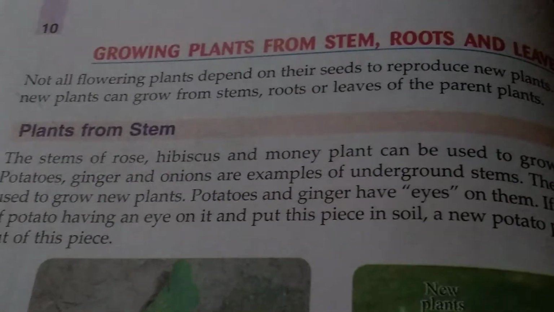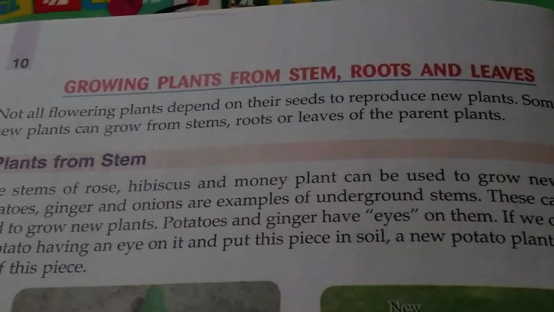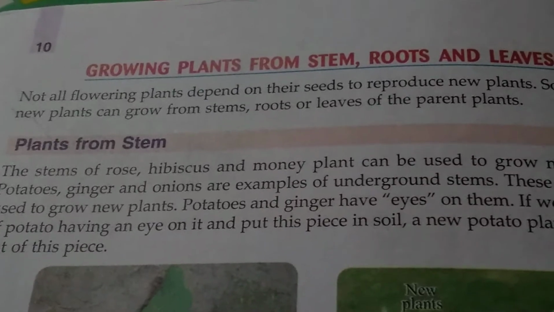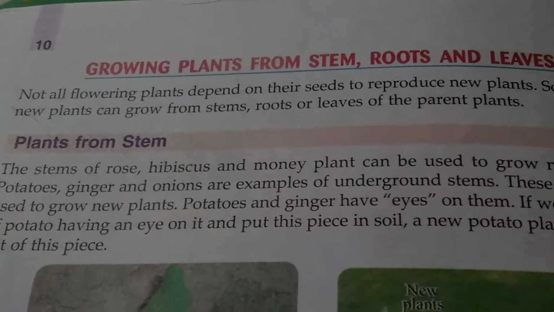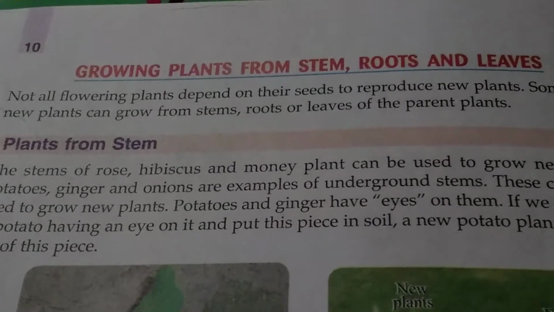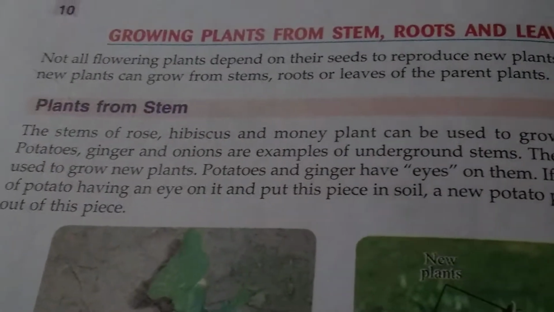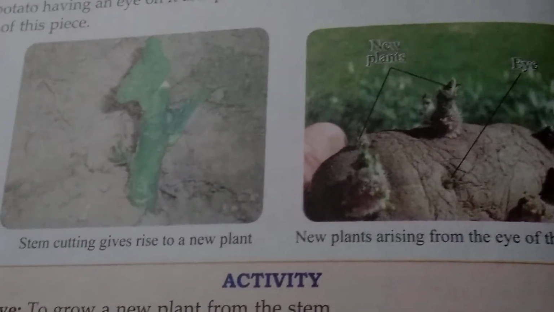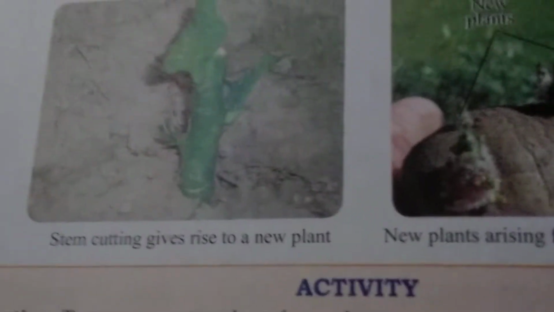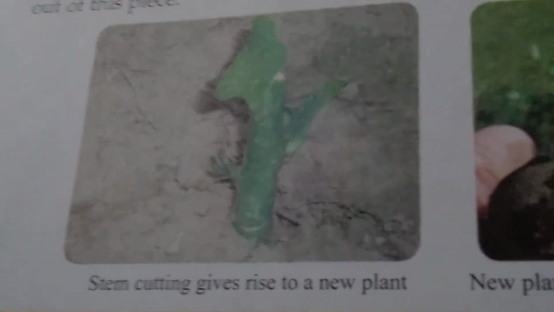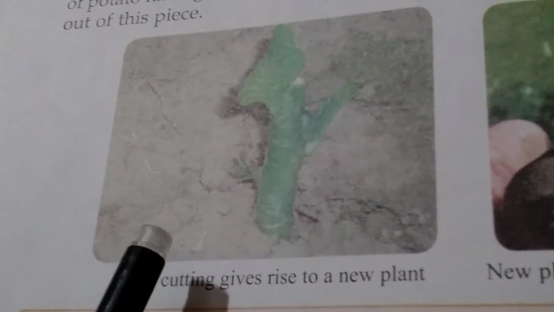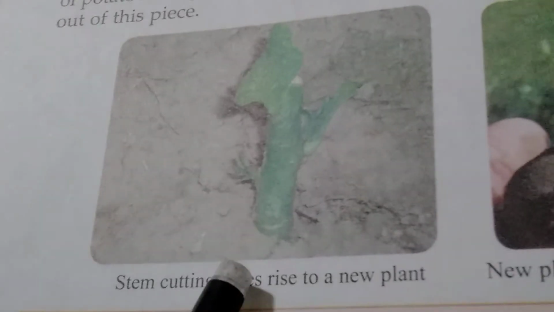You know, not all flowering plants depend on their seeds to reproduce new plants. Sometimes new plants can grow from stems, roots, or leaves of the parent plants. Firstly, I'm telling you about reproduction through stems. The stems of many plants can develop roots and grow into adult plants. Here you can see, for example, banana, potato, sugarcane, rose, and hibiscus, etc.